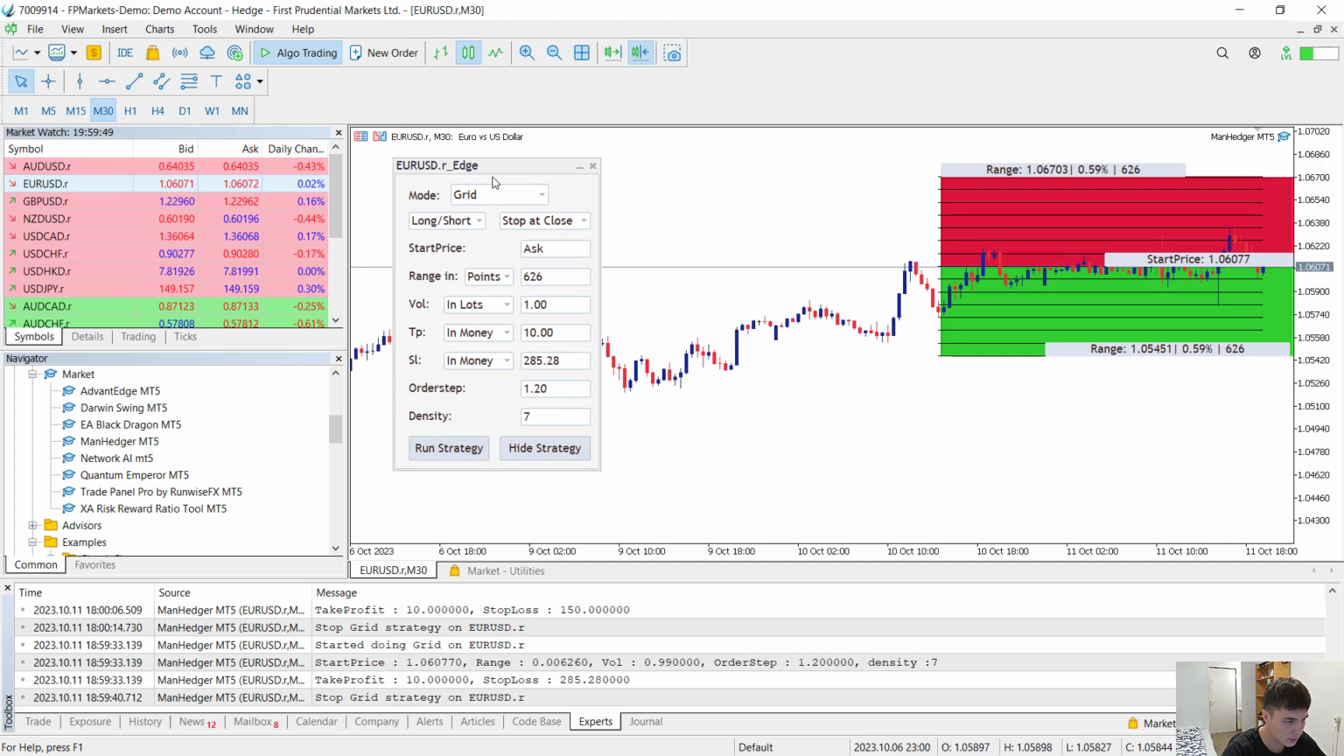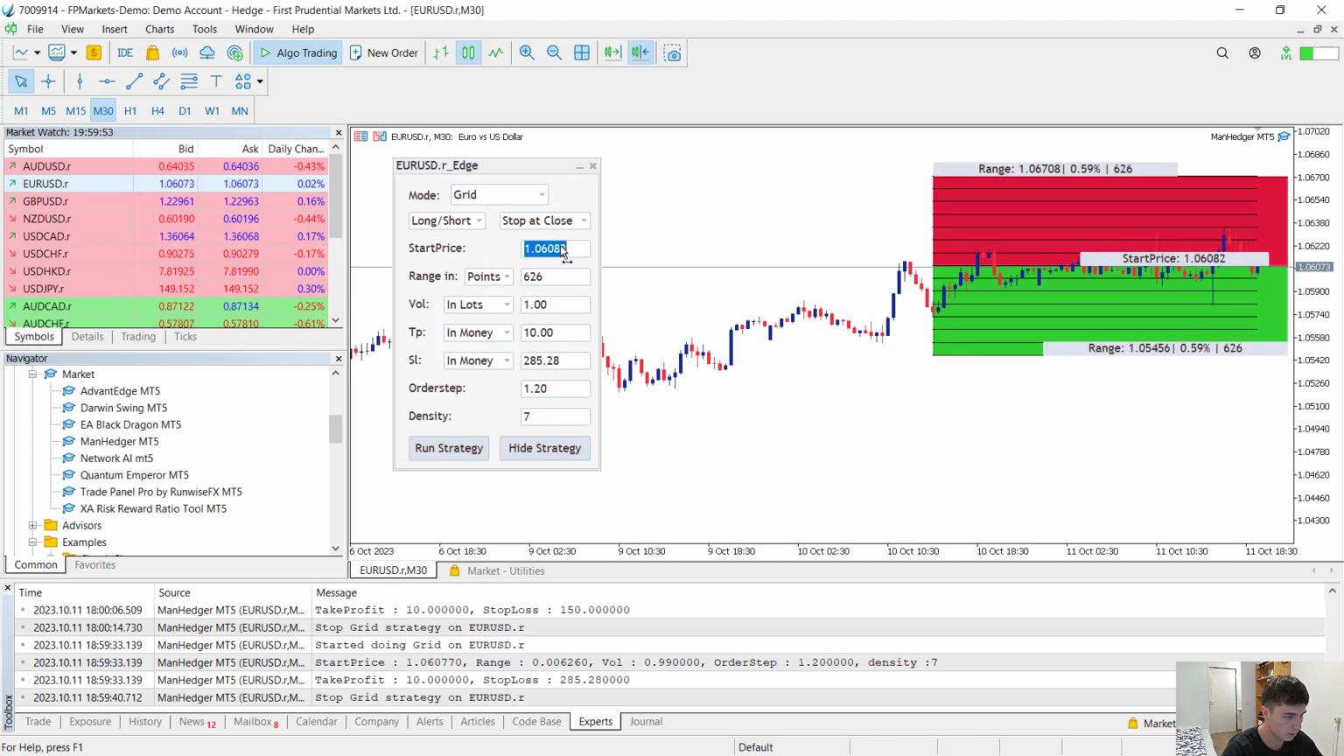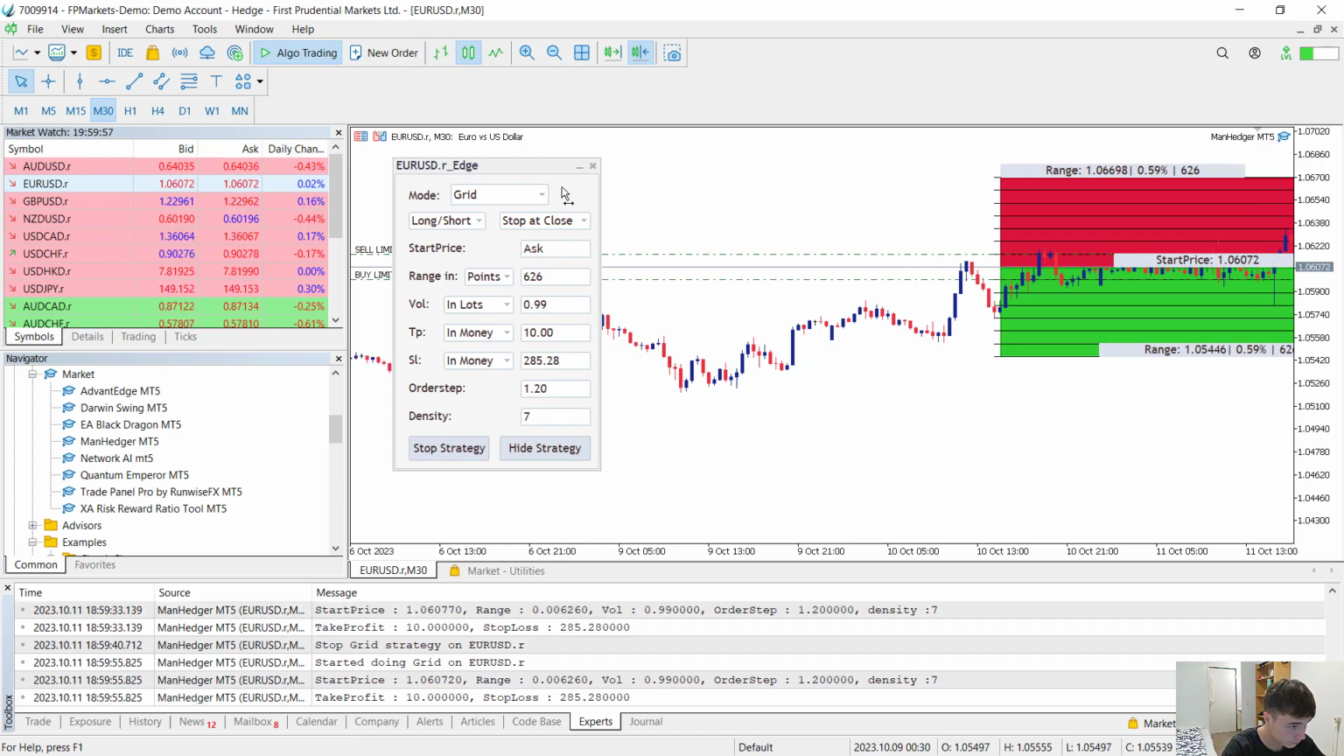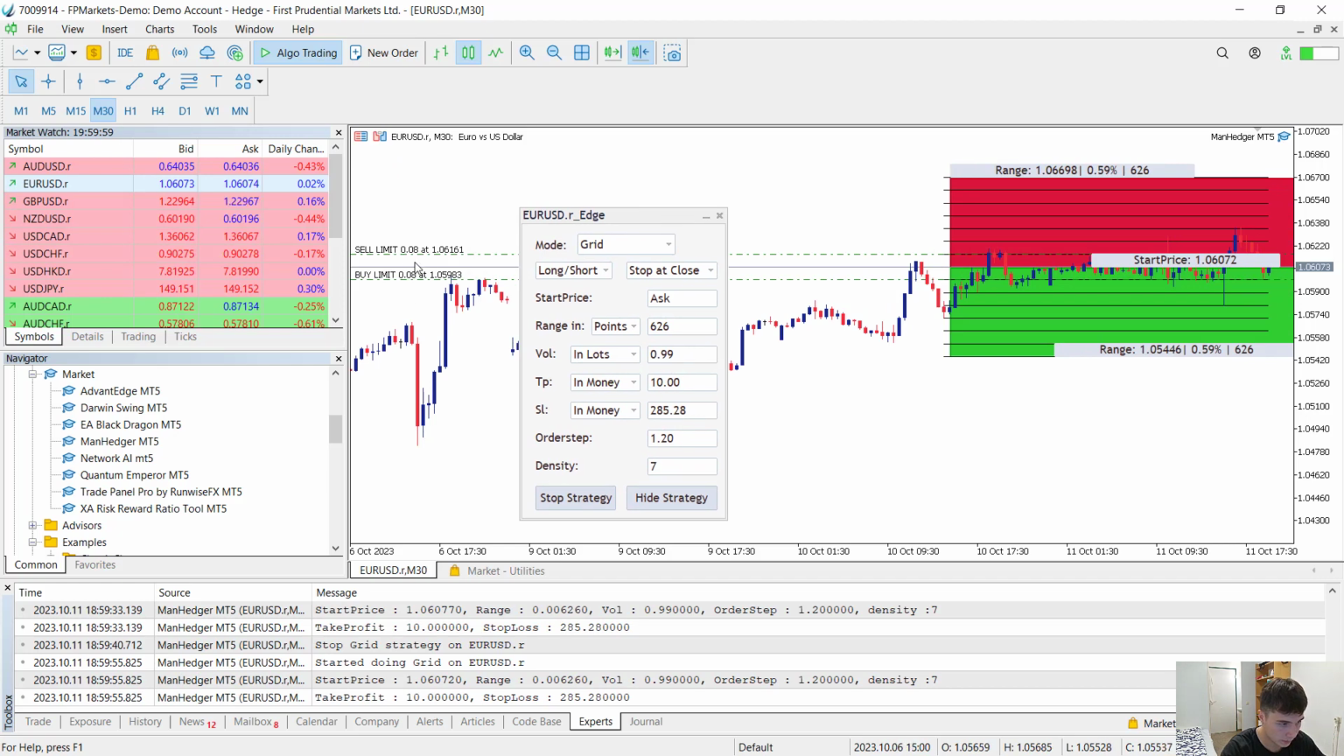If the ask is the start price and we click run strategy, I messed it up now. We click run strategy, 2 orders will be made, a sell limit and a buy limit. If the buy limit is reached first, then we delete the sell limit and we open new buy trades. If the sell limit is reached first, the opposite happens.